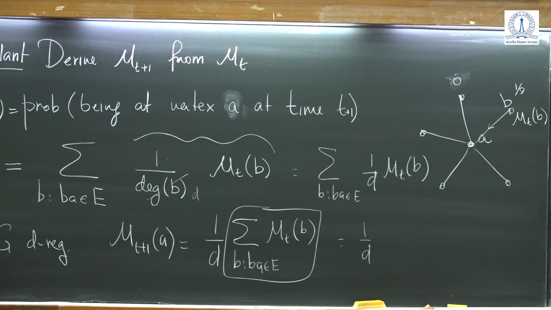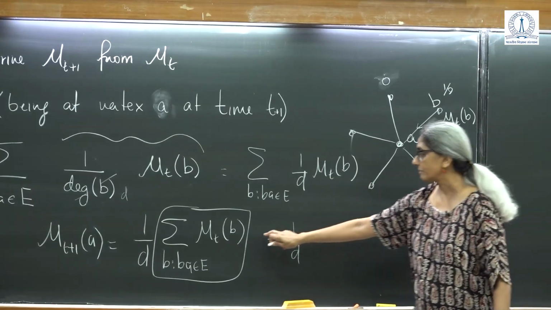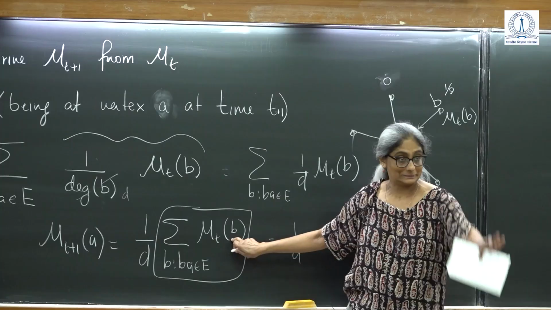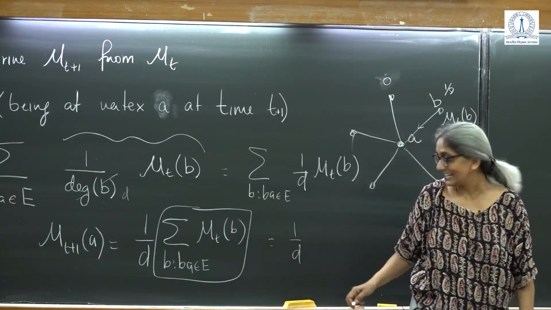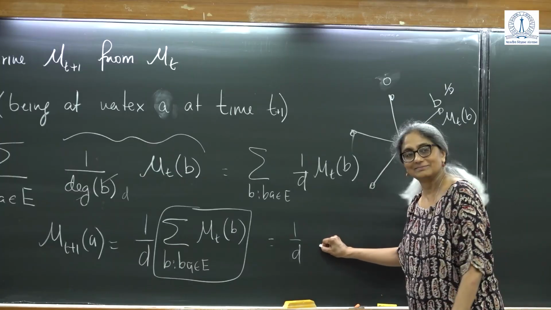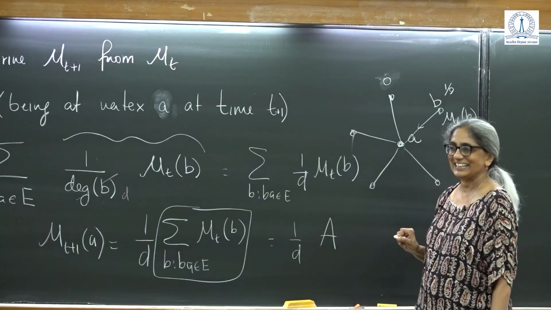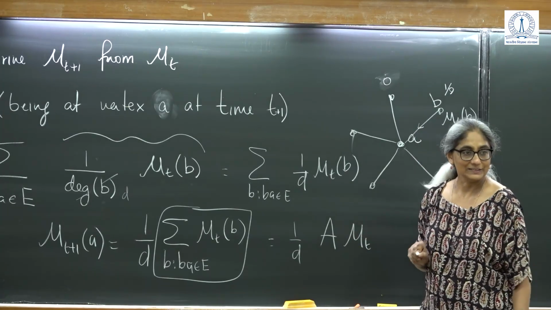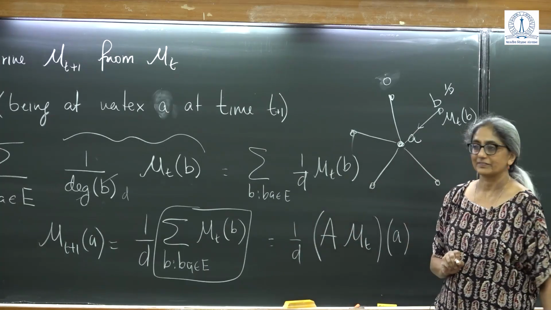So what are we doing, right? We're looking at all the neighbors of A, and we're summing something for every single neighbor of A. Okay? What is it? Adjacency matrix, right? So this is really A times the old probability measure, but you look at the A-th component of it.